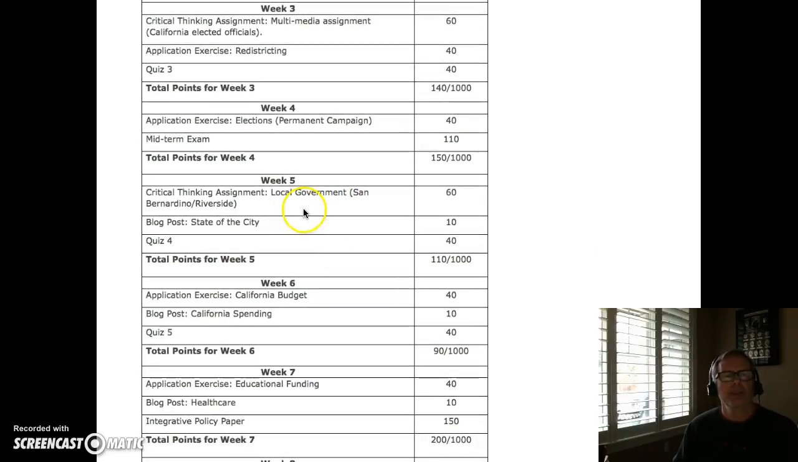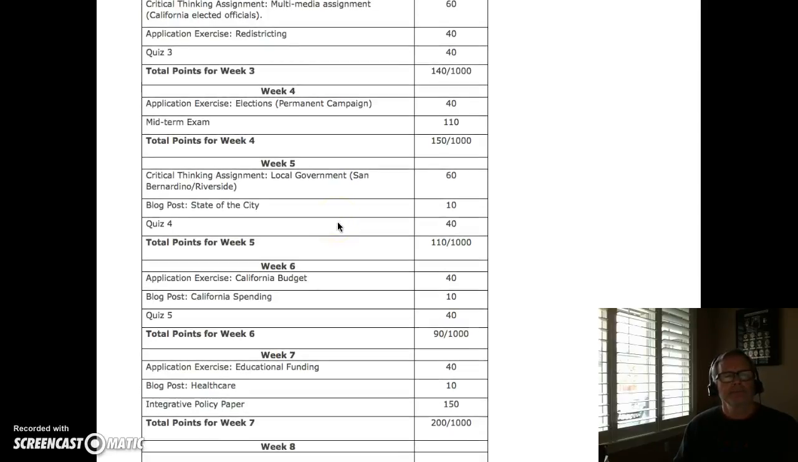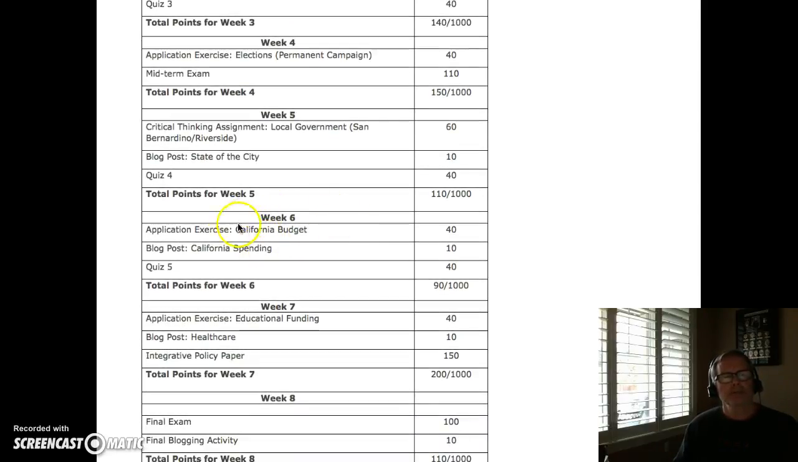Week 5, we have you take a look at local government and understanding charter cities, non-charter cities, state of the city addresses, what they try to accomplish. So we have you looking at a couple of different things in week 5 just to get you back on the local level. In week 6, we have a balance in the California budget.